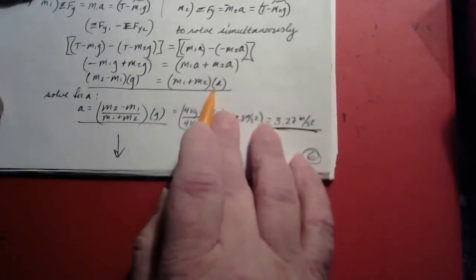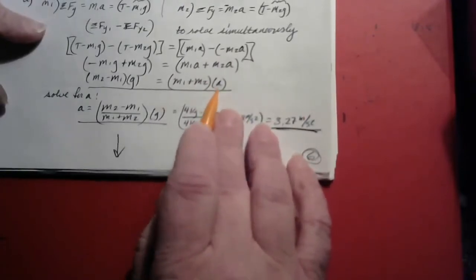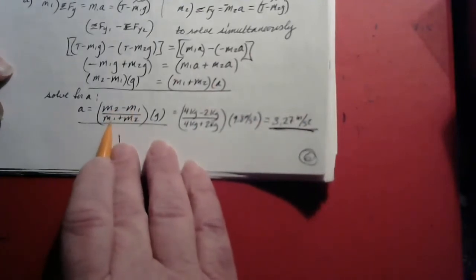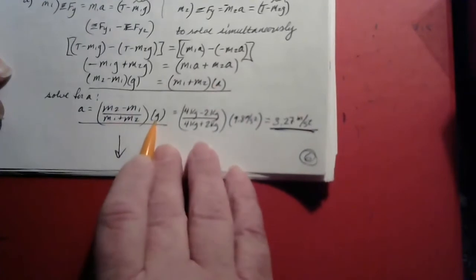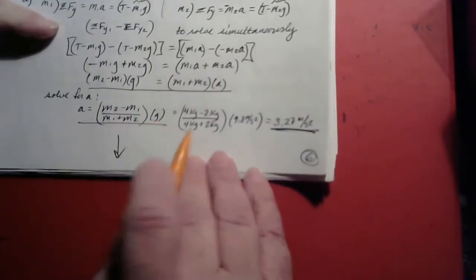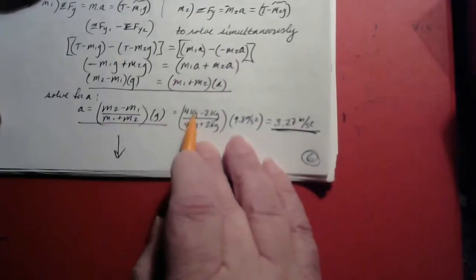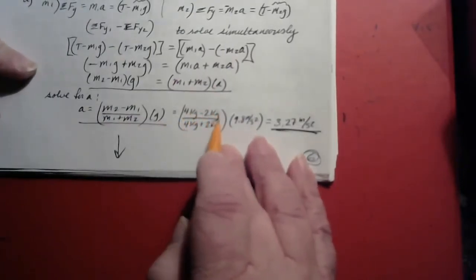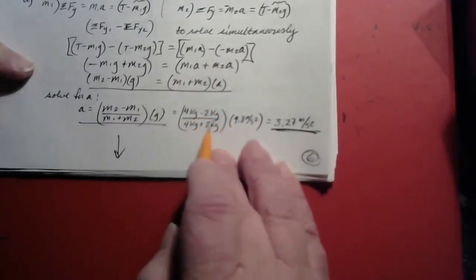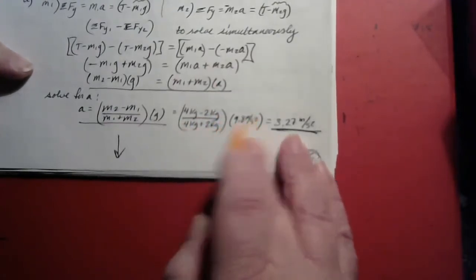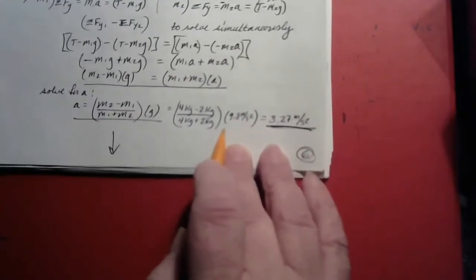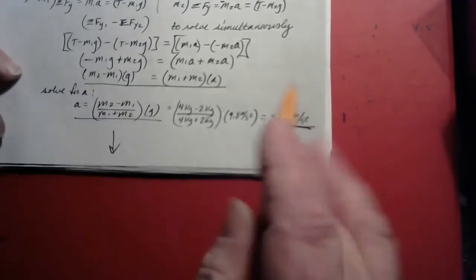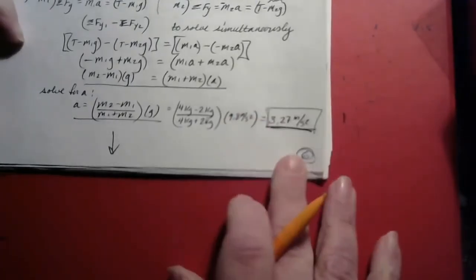And for this, all you have to do is solve for acceleration. So acceleration is going to be mass 2 minus mass 1 over mass 1 plus mass 2 times g. Since we have numbers in this case, we can put the numbers in. Mass 2 is 4 kilograms minus mass 1, which is 2 kilograms, over mass 1 plus mass 2, that's 4 plus 2 kilograms, times 9.8 meters per second squared. And that gives us 3.27 meters per second squared as the acceleration.